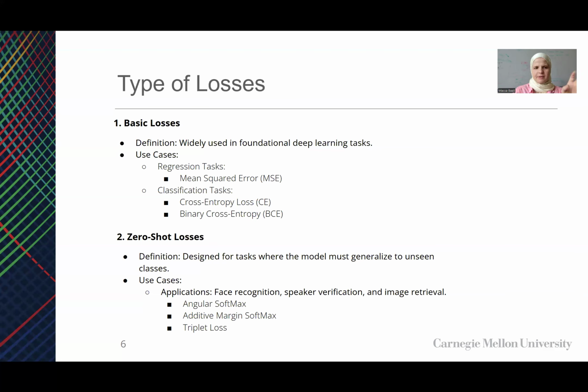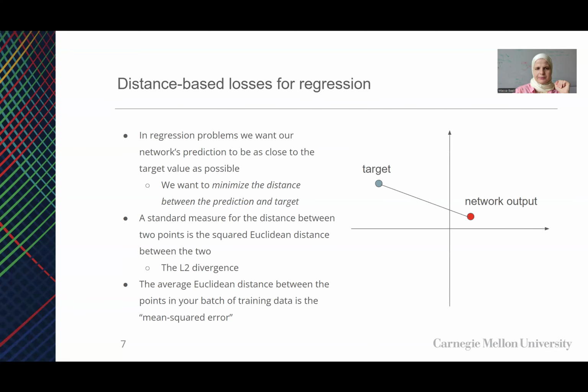What are the specific types of losses? We have two types. The first one is the basic one, and the other one is the zero shot. The basic is usually very widely used in deep learning tasks. And the zero shot is designed specifically for tasks where the model must generalize to unseen classes. We will talk about each one of them separately and about their different losses.